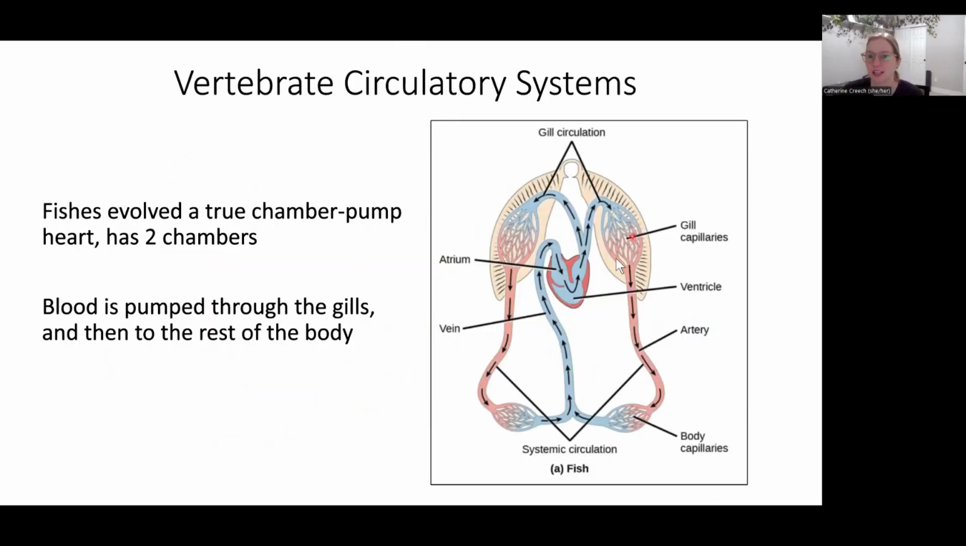Let's check out how a gill circulation works. So fish have a true chambered heart, and it has two chambers. It has an atrium and it has a ventricle. Atriums are on the top, and I remember that because I think A for attic. So attics are on the top, atria are on the top. Atria is plural, by the way. Atrium is singular. So here's the atrium.